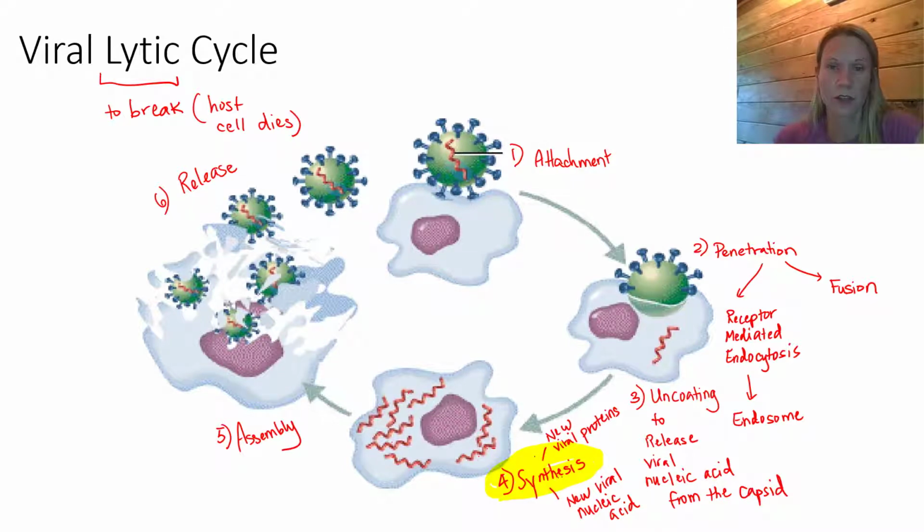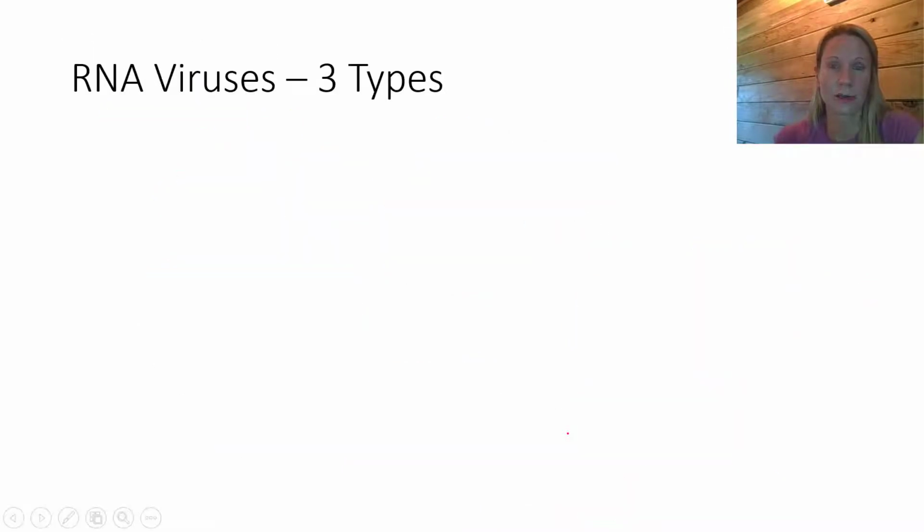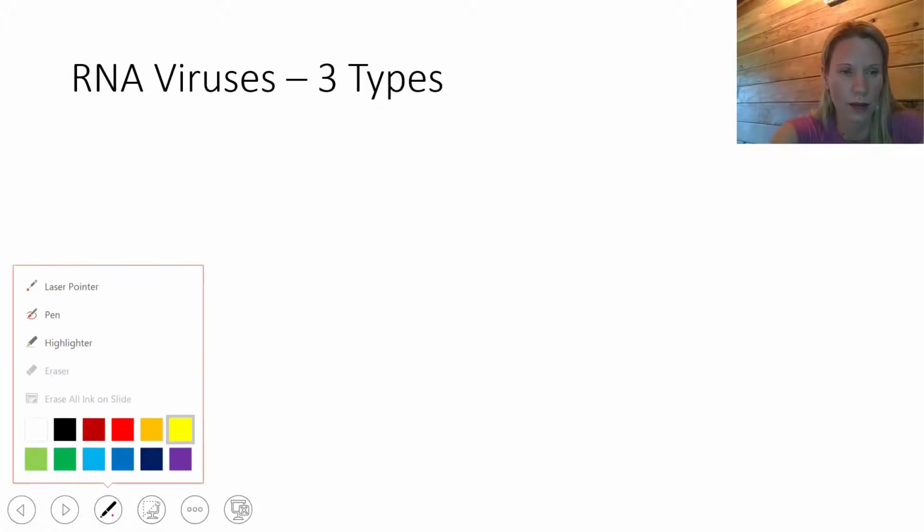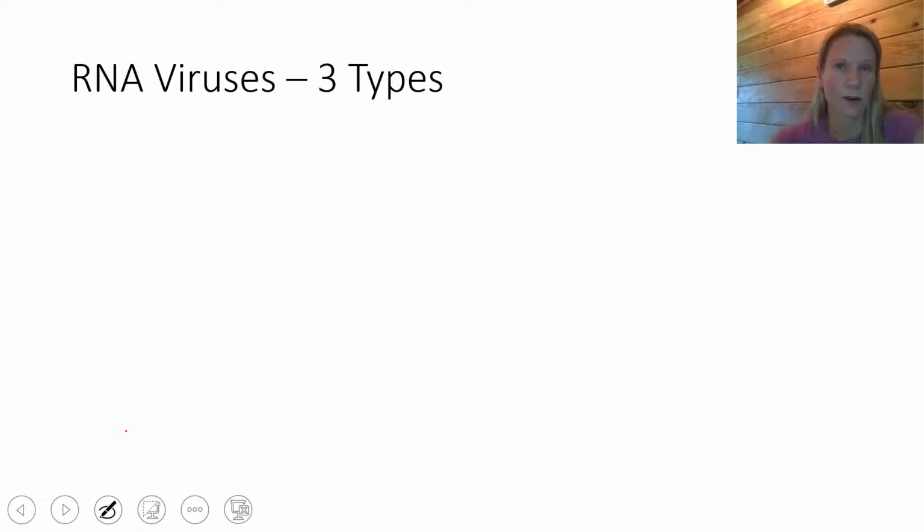Now, the first thing I would like you to know is that there are 3 different types of RNA viruses. So we're going to now go through each type, and we'll talk about how the synthesis stage works for that particular RNA virus. Now, it's going to get a little complicated here. So remember, you can always pause the video, and you can always rewind and watch it again. This is a complicated step, okay? Just hang in there. So 3 different types of RNA viruses. Let's start with the first type.